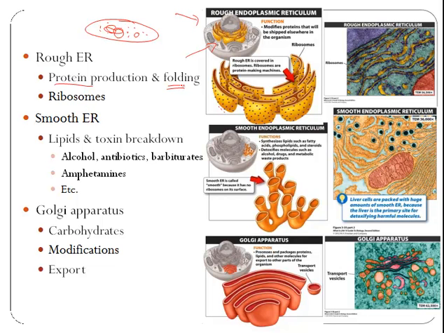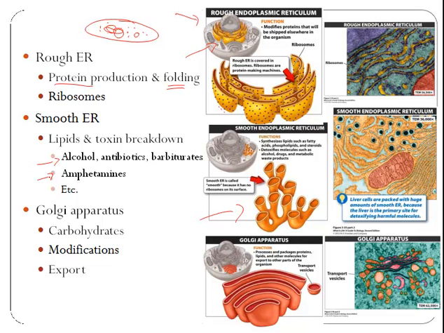The smooth ER looks slightly different, but again, it's just formed of flattened membrane sacs. The smooth ER produces lipids, so it makes more fats and lipids, like more phospholipids that would be exported to make more membrane. It also helps break down different toxins in the body. So it's the smooth ER that helps metabolize or break down alcohol, antibiotics, barbiturates, amphetamines. Some of these you should not put in your body.